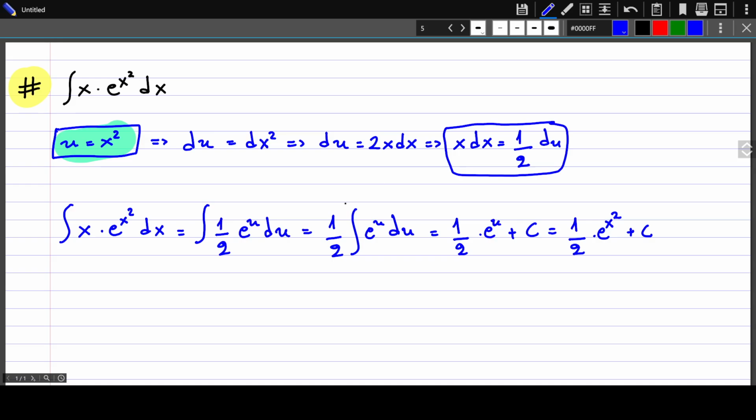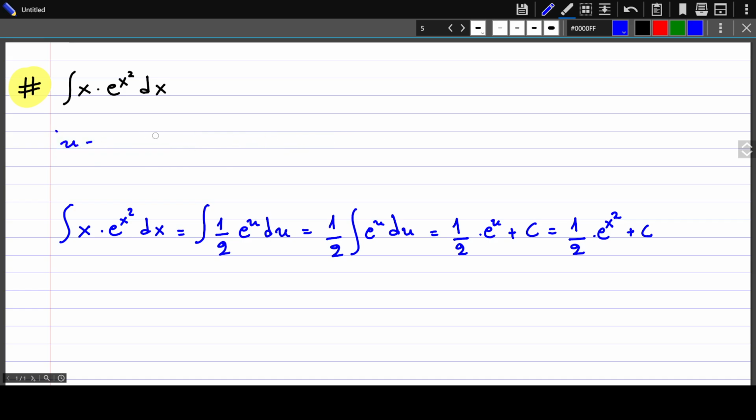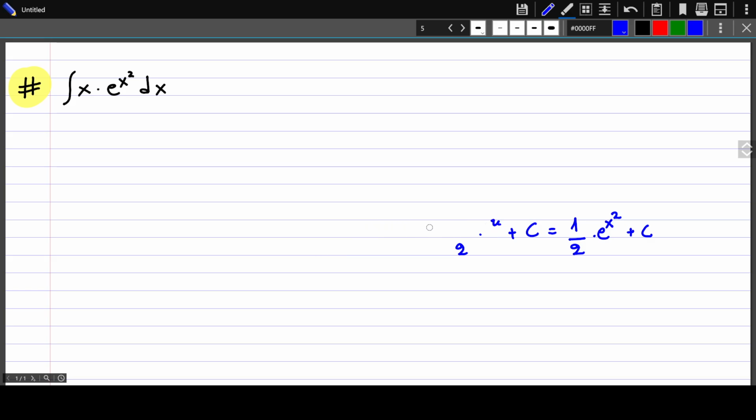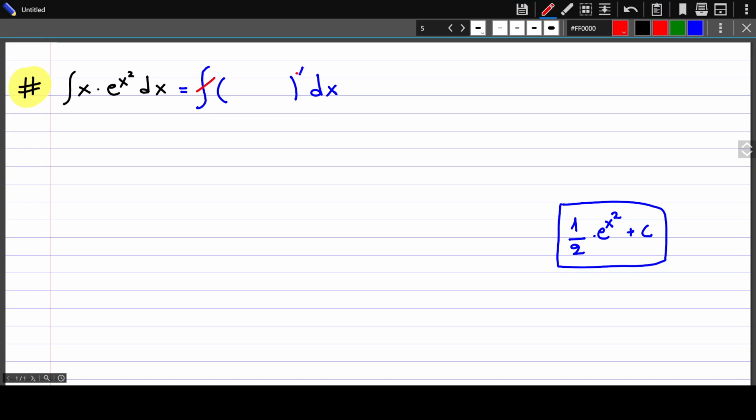Now, let's check a different solution for this one, a much faster one. Let me erase all those, and I'll leave only the answer of the integral here as a reference. We have the original integral. We know that the integral and the derivative cancel out themselves. So the big question is, how can I write this thing as a derivative in order to cancel out this integral with this derivative?